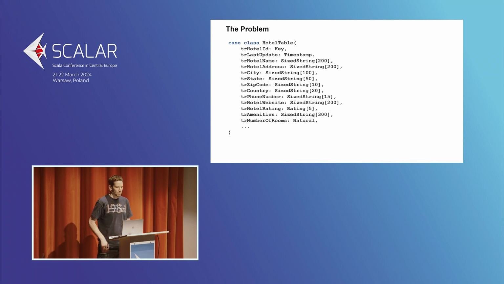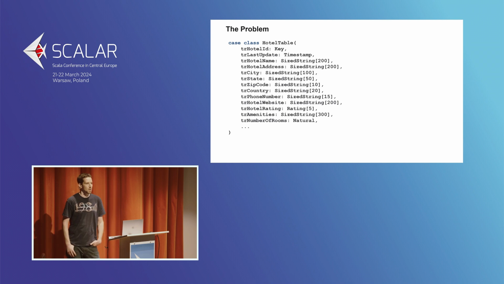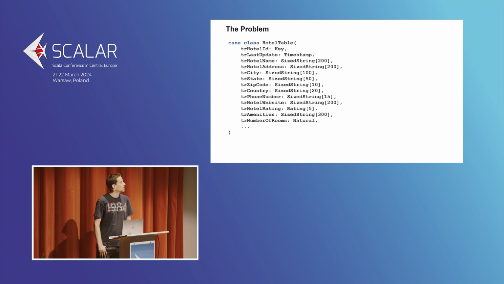So to make the problem more concrete, here's the actual case class we'll be trying to validate. We're modeling a hotel with all the various things that are relevant to hotels. And we can see we have some type safety here. We have dedicated types for key and timestamp. They should appear exactly once. We're trying to enforce the strings to have some certain size.